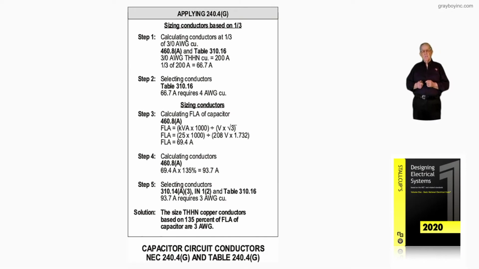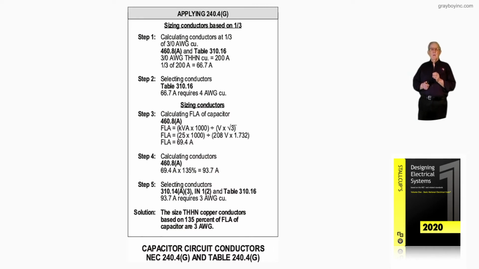Now this illustration deals with capacitor circuit conductors in accordance with 240.4(G) and Table 240.4(G), as well as 460.8(A). Now let's review the boxed-in information to size these conductors and which conductor size would have to be chosen between the controller and the capacitor, as we reviewed in the previous illustration.